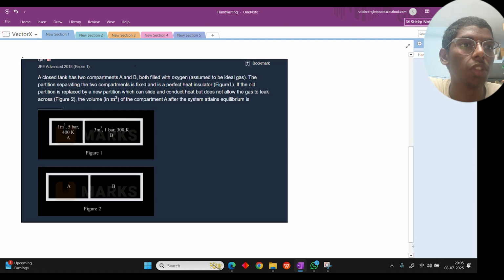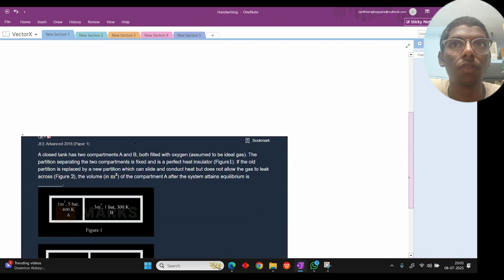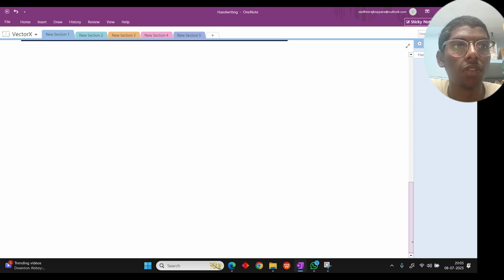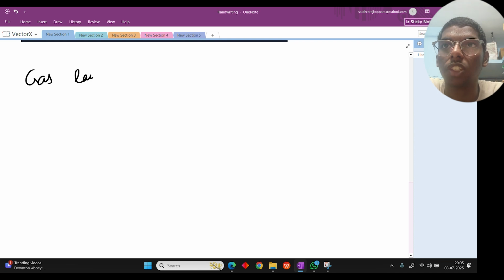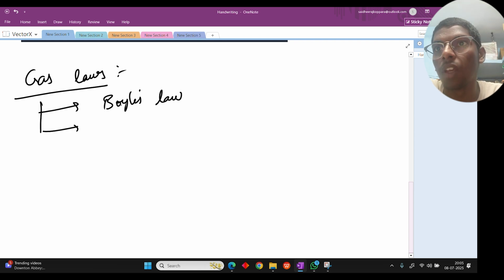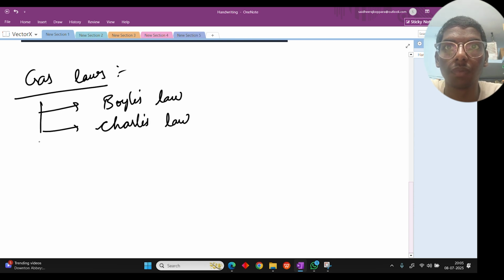Now to discuss this, first we need a few concepts. Those are our basic gas laws. What are those gas laws? First one is Boyle's law. Second one is Charles' law. Third one is Charles Gay-Lussac law. What is it? Charles Gay-Lussac law.